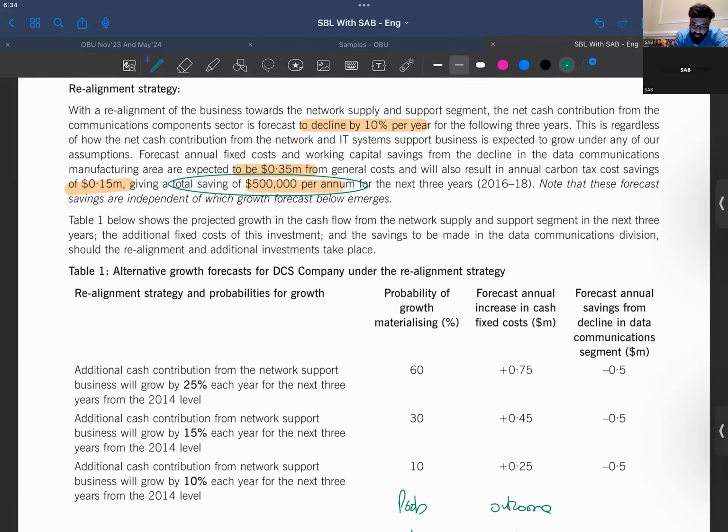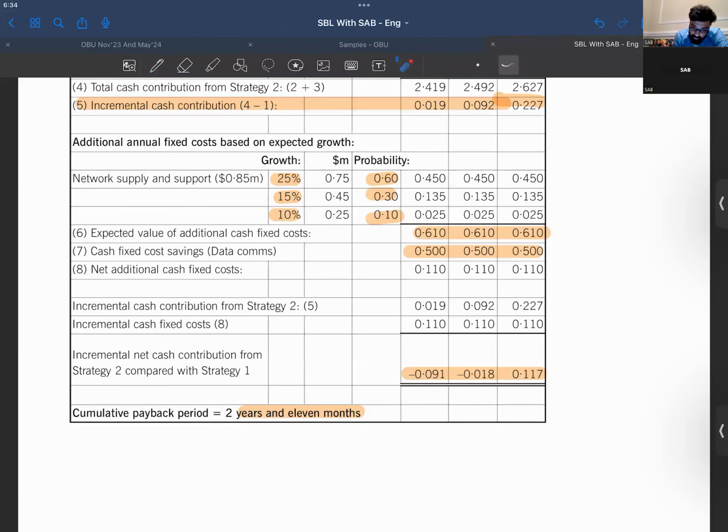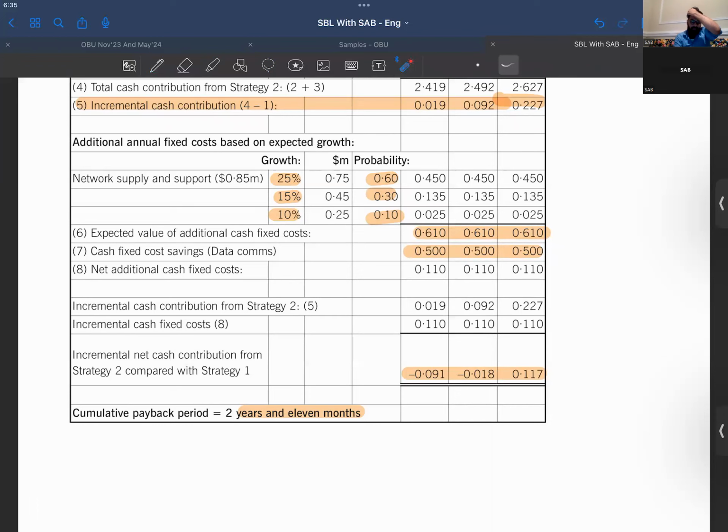So here it is, right? Guys, be attentive. So this is the fixed cost incremental, and now strategy 2 compared with strategy A. So this is how incremental net cash contribution. Now they have deducted the fixed cost also. So the net cash contribution from strategy 2 compared with strategy A is this.